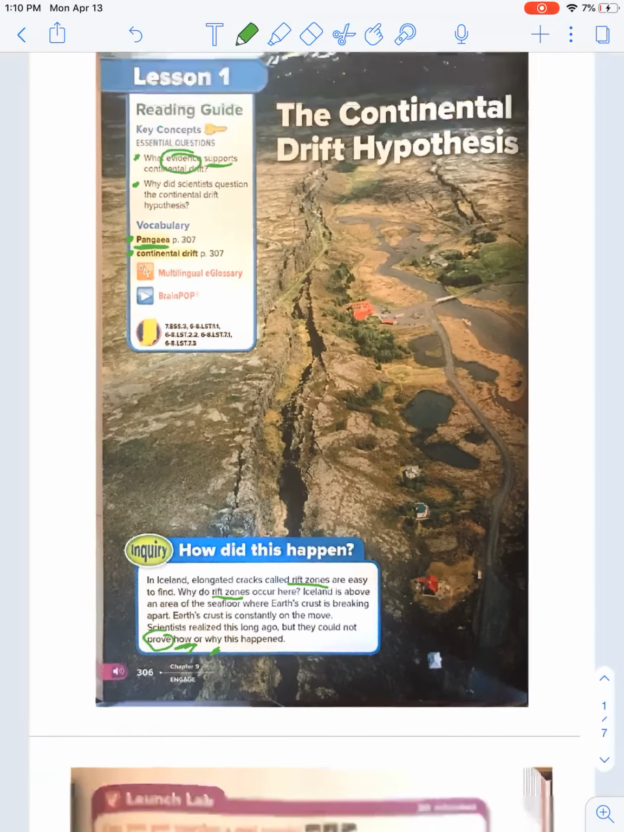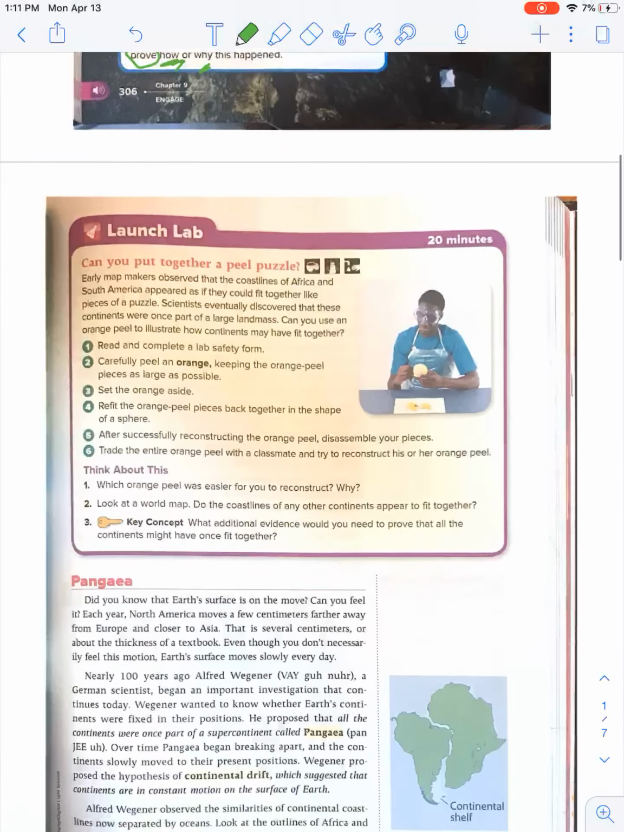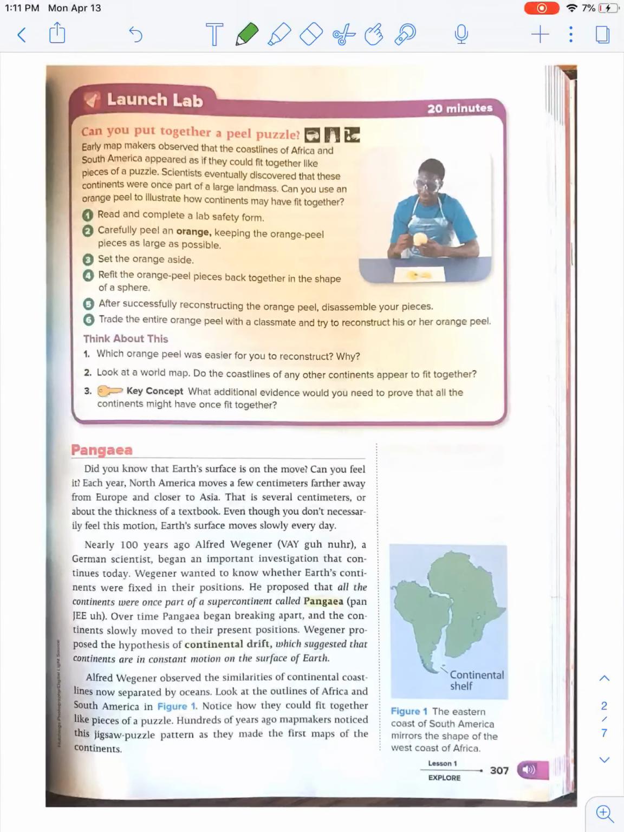And that's the thing with this theory, the continental drift theory that Wegener came up with. A lot of people, I think, kind of agreed with him that his idea made sense, but he couldn't prove it. He couldn't tell how it was happening. We'll learn about the how in lesson 2, but in lesson 1, we're just going to learn about the theory. We are not doing the launch lab, so I'm just going to cross that out.